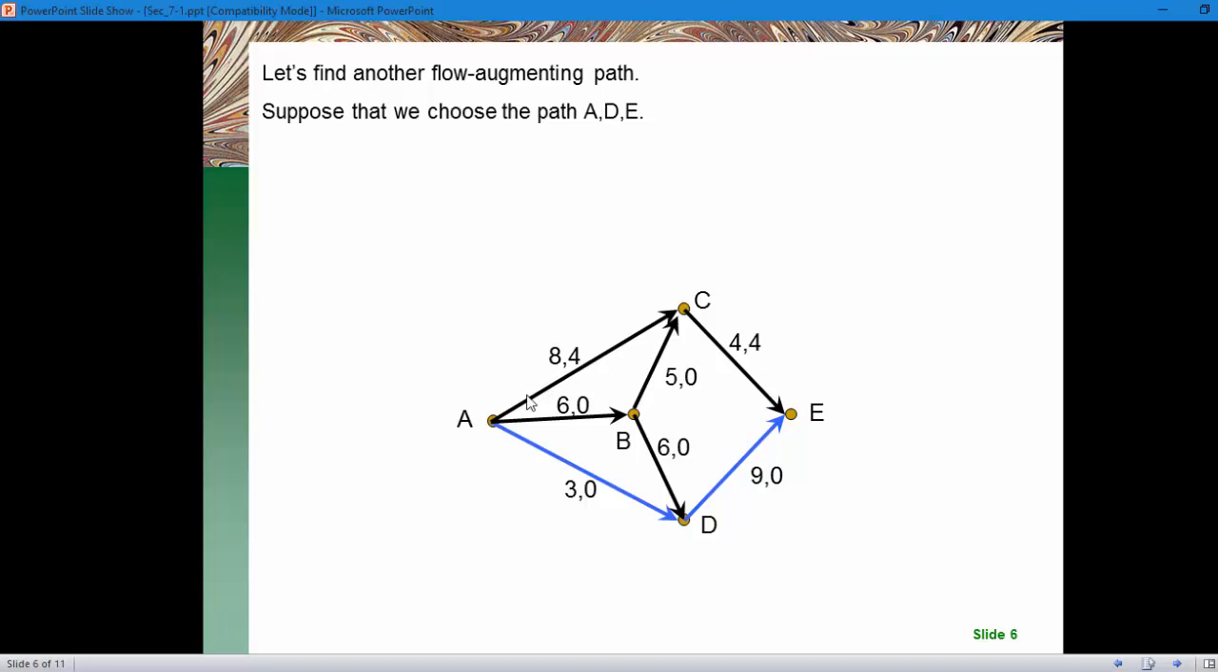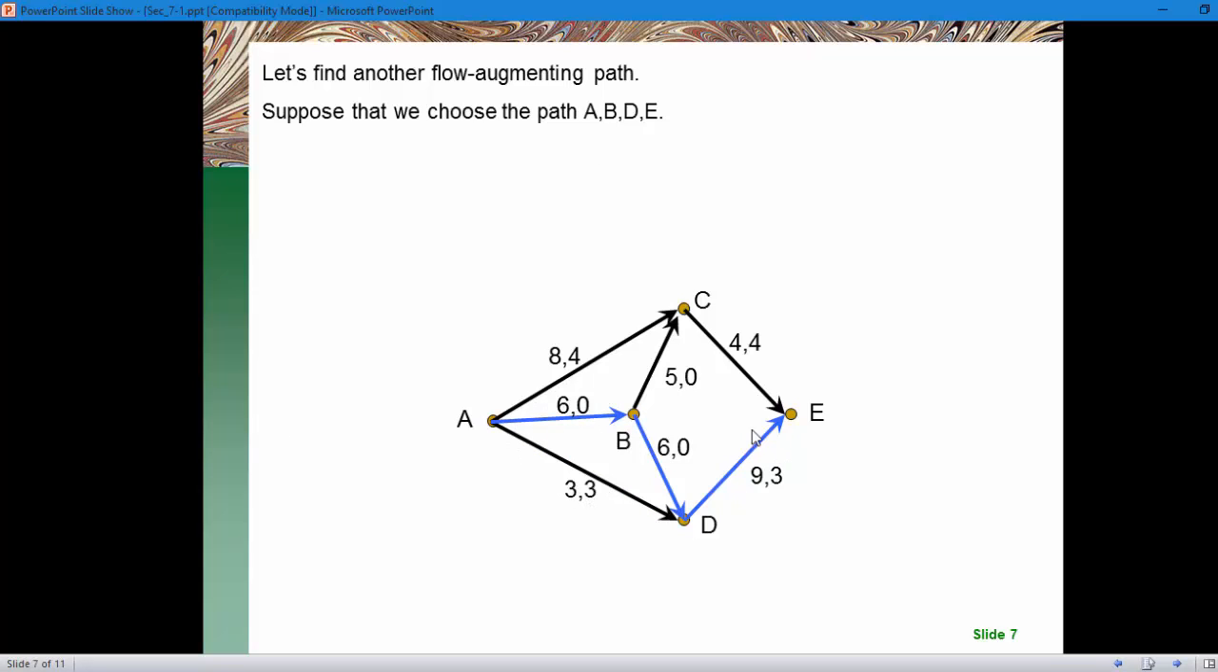Now here is another path we can also increase, from A to D, going through D. The maximum flow we can increase here would be 3, even though on this edge here we can increase up to 9 units of flow. We are limited to only 3 units because of this first edge, this first arc. So the maximum we can increase is 3 units.